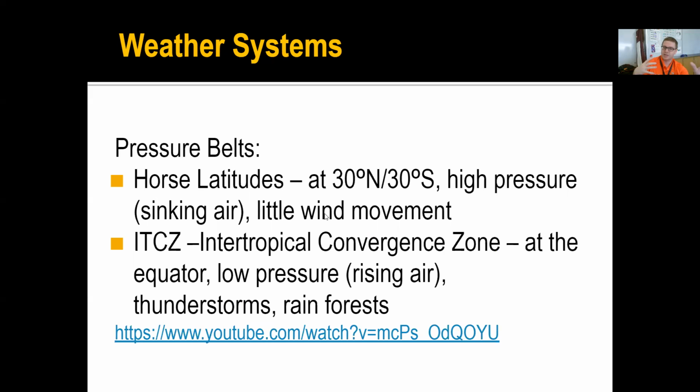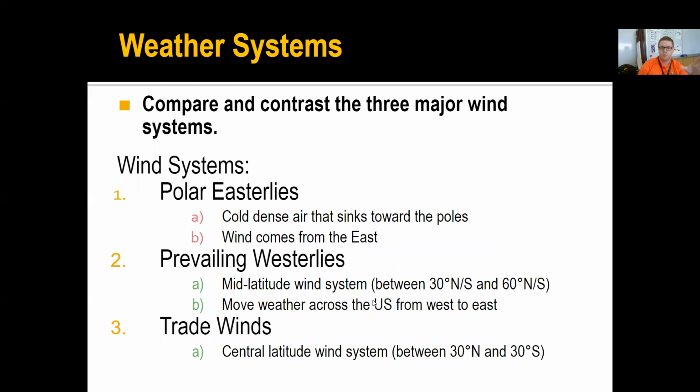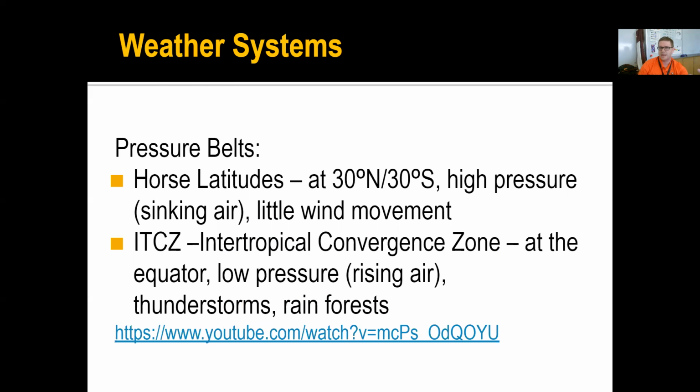It has a lot of low pressure. It creates some rising air with it. And we know from our lesson that if we have rising warm air in that area, we are going to start seeing a lot of precipitation, the development of thunderstorms, and it's near the ITCZ that we see the development of rainforests.